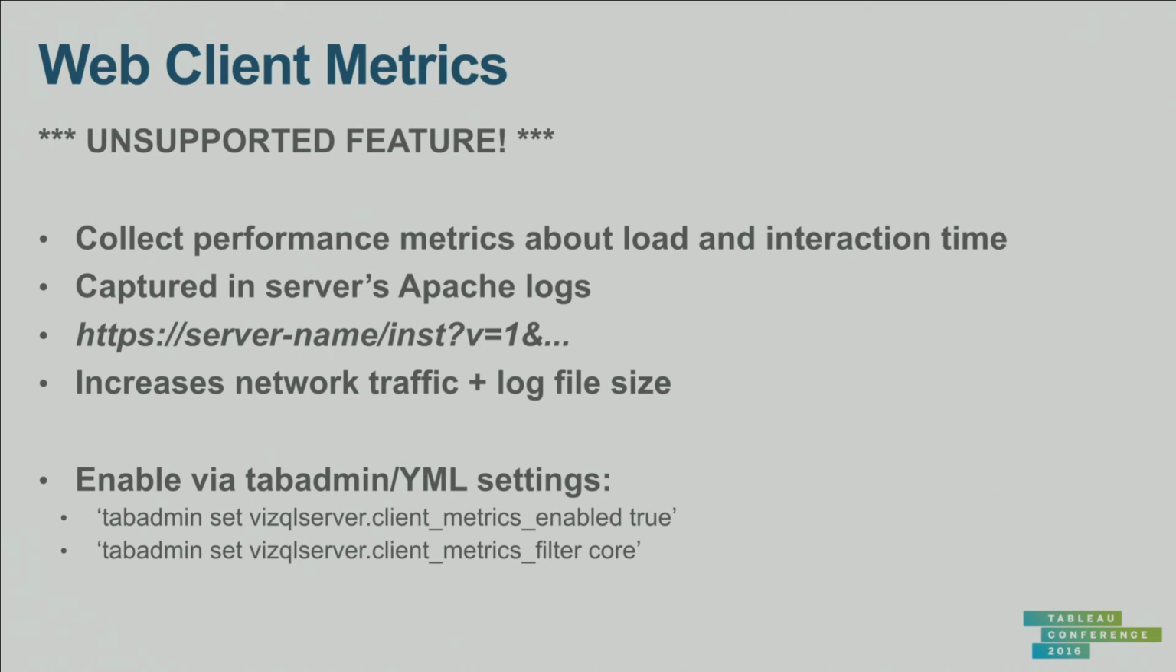That data is reported back from the client to the server in HTTP requests. It gets logged in the Apache logs. The requests have this format. My mouse cursor is showing up, okay. In italics here, where you see in the URL /inst?, and then JSON formatted data, that is the metrics information.